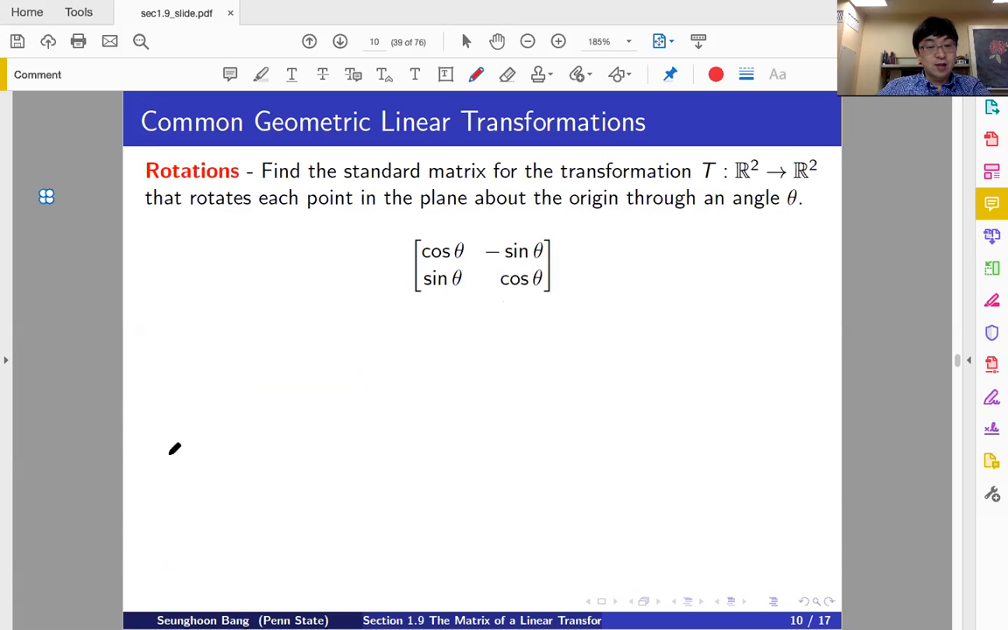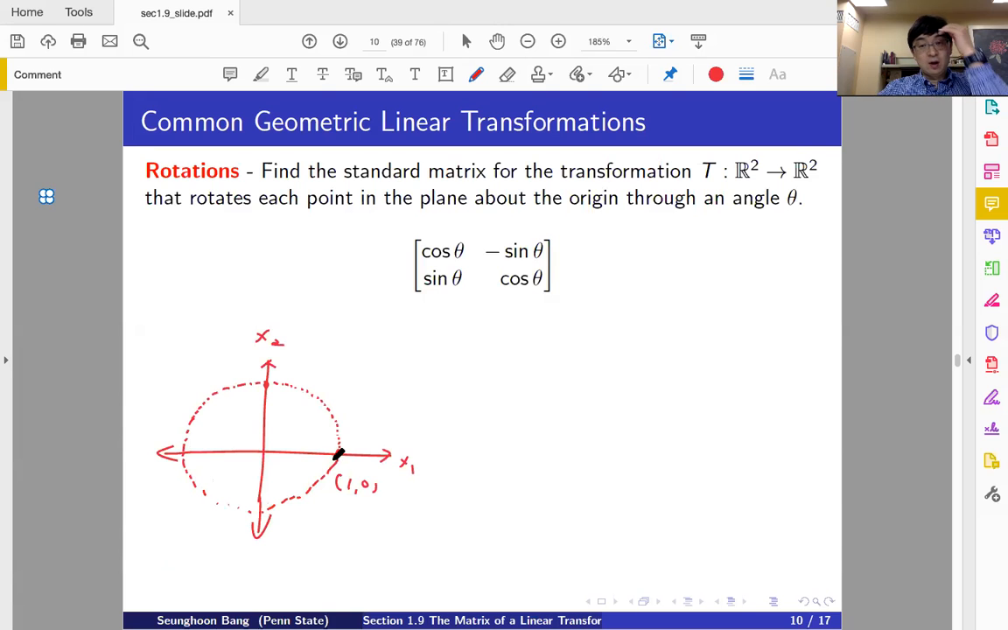So we use the same idea. Here, we have x1, x2. So how can you do that? This is (1, 0), and this is (0, 1). You can draw a unit circle. Given this point, you rotate it through the angle theta. How can you rotate here? You have to rotate this one like this.